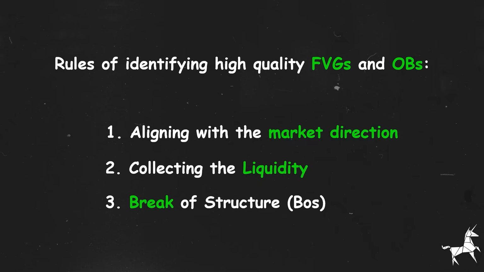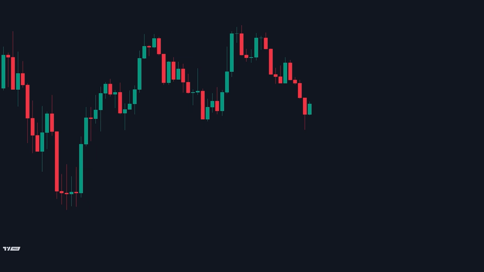Rule number 2. Collecting the liquidity. When analyzing a price chart, we treat traditional support and resistance levels as liquidity areas, especially equal highs and lows or multiple rejections, which are considered key liquidity zones. But why is it important to identify these liquidity levels on the chart? Liquidity is a key factor influencing price movements.